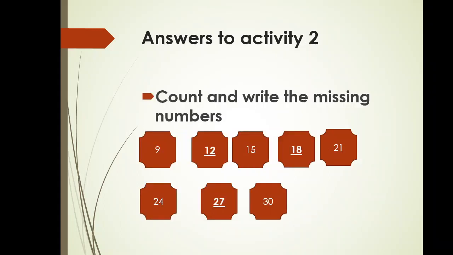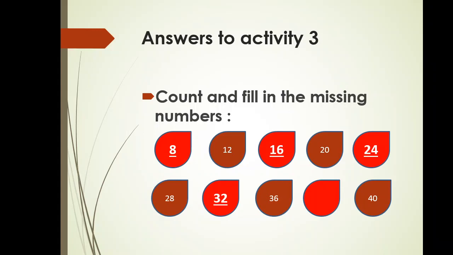In activity 2, here we count and write the missing numbers, and here we are counting in threes, so the missing numbers are 12, 18, and 27. Activity 3, here we are counting in fours. There was a mistake here, so the missing numbers are 8, 16, 24, and 32.